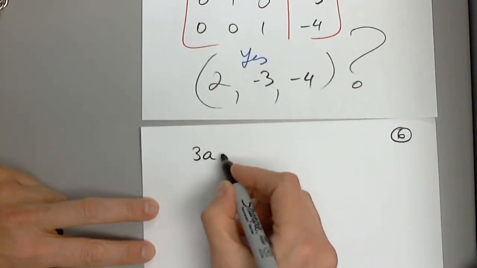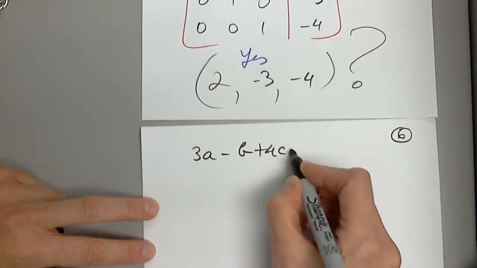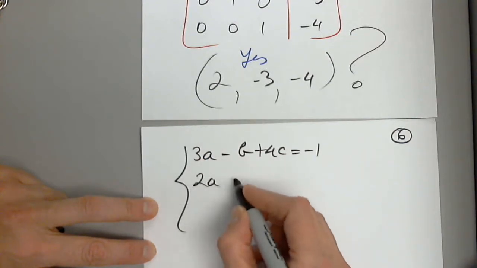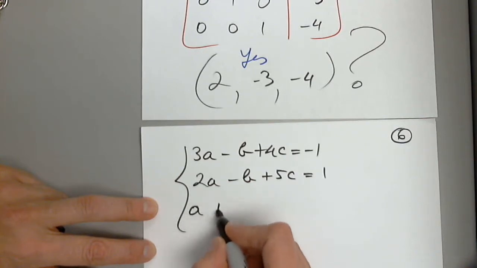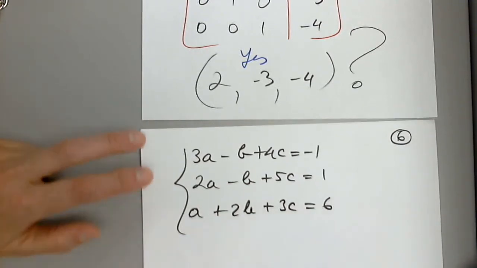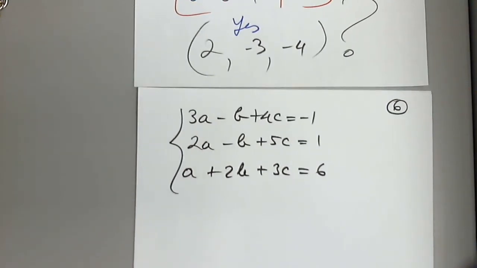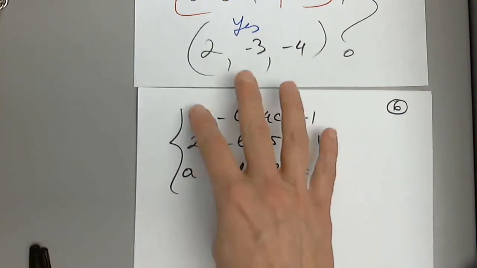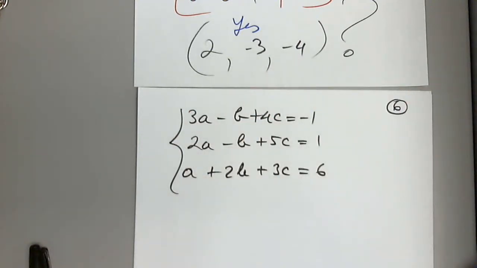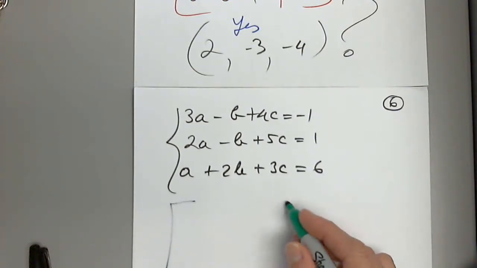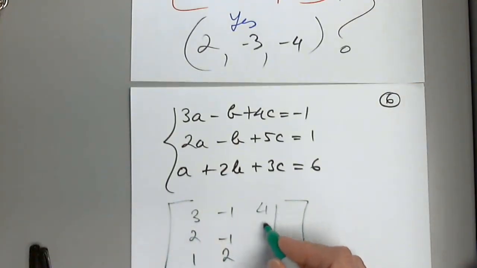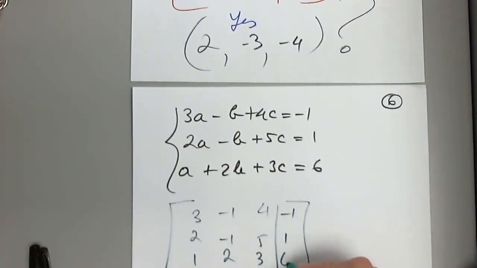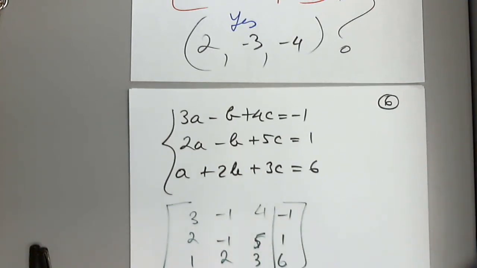3a minus b plus 4c equals -1. 2a minus b plus 5c equals 1. And a plus 2b plus 3c equals 6. Okay, here's another system. Is it arranged so that we can start Gauss-Jordan? Yes. A below A, B below B, C below C, and so on. So then the augmented matrix is 3, 2, 1, -1, -1, 2, 4, 5, 3, -1, 1, 6. Is this okay?